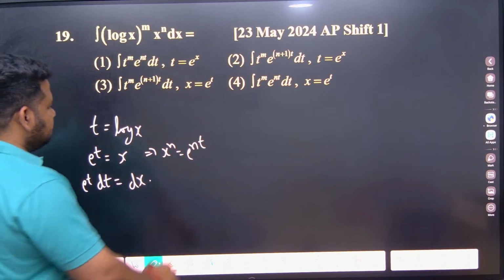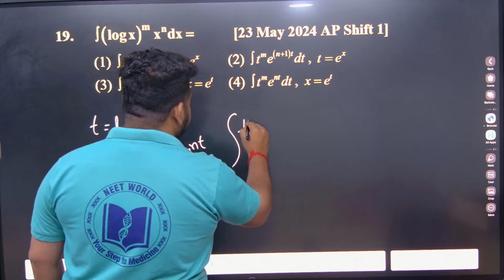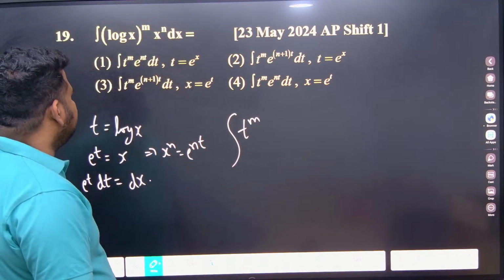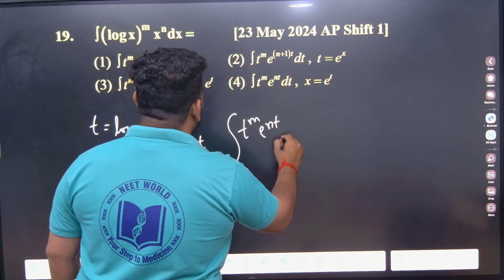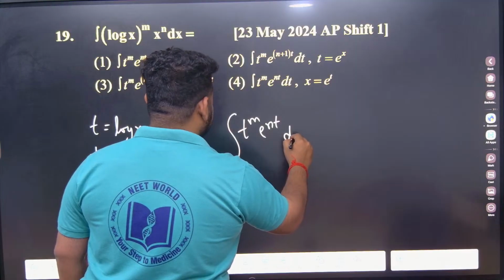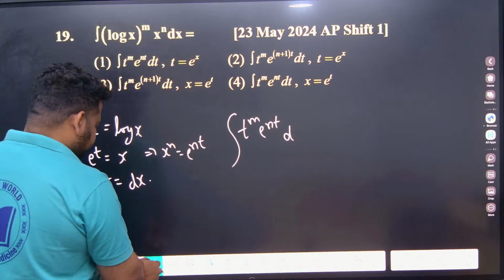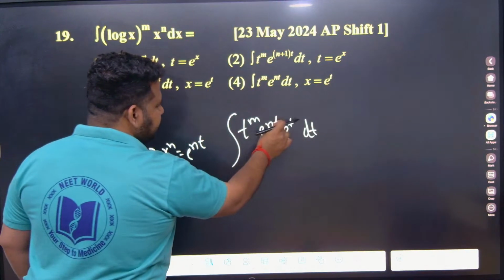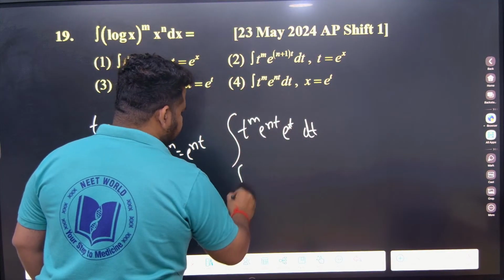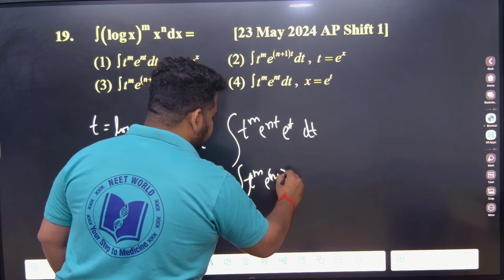Just substitute the values here. So, this will become integral of log x is t, t power m, into x power n which is e power n t dt. Correct now? But here, instead of dx what should I write? e power t into dt. So, e power t dt, e power n t, e power t is there. I can write e power n plus 1 t by law of exponents. So, this will become t power m into e power n plus 1 into t dt.